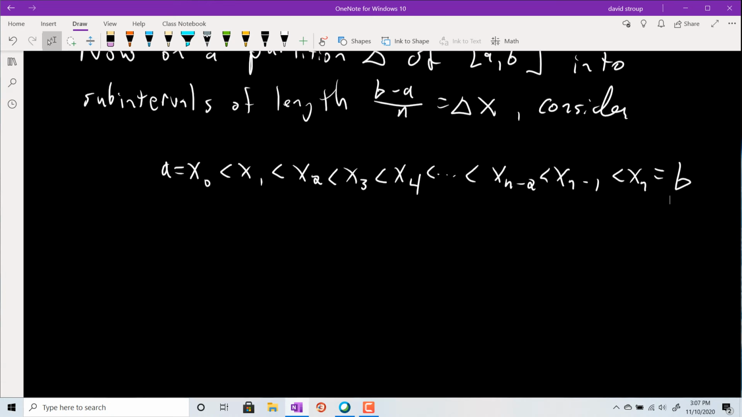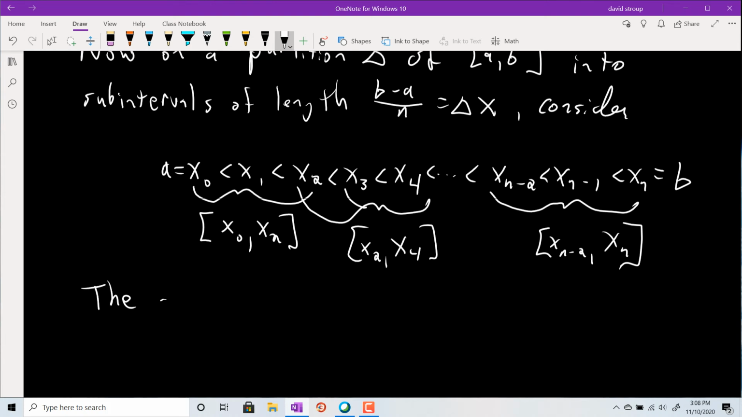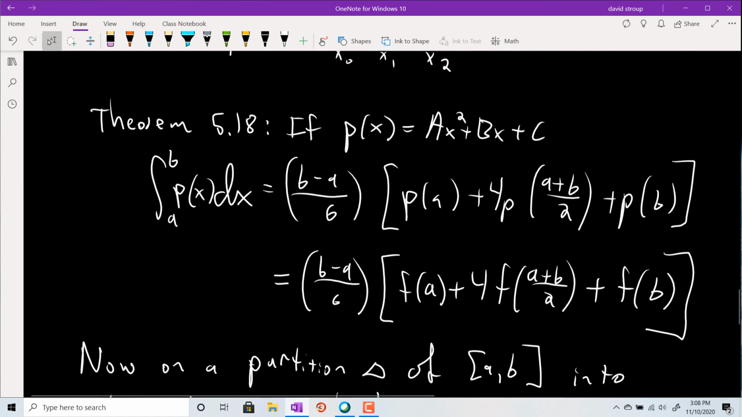What we're going to do in this case is group 3 points at a time. So our first interval that we would be working with, trying to find the area underneath, would be from x0 to x2. And then the second interval, of course, would be x2 to x4, etc. And then the last interval we would consider would be x sub n minus 2 to x sub n. Okay. So the area over just one particular interval, or the area over x sub 0 to x sub 2 would be found using this formula, Theorem 5.18.